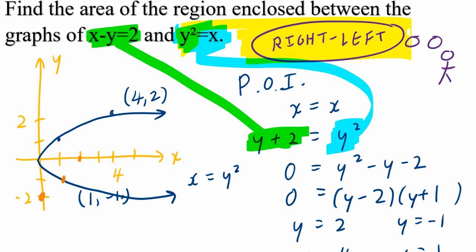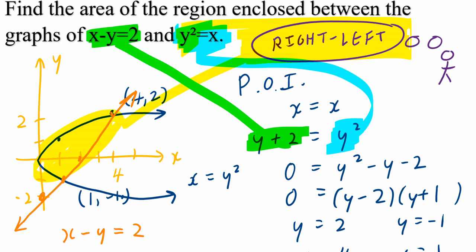So again, roughly speaking, it looks something like that. x minus y equals 2. Now, let's go back to the first point. The first point we talked about at the beginning of this video is we cannot take top minus bottom.